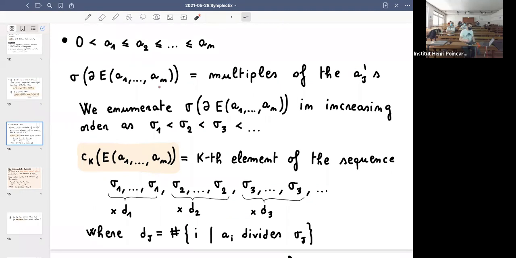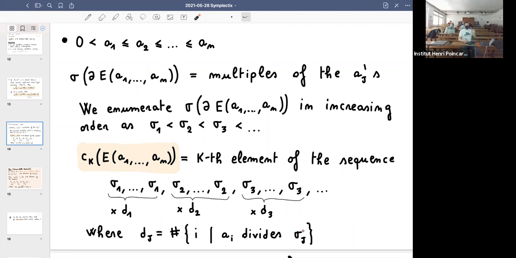It's very classical. So consider the ellipsoid E(a_1,...,a_n) and consider its boundary. So the action spectrum of the boundary is the set of multiples of the parameters a_j. Now let's enumerate the spectrum in increasing order. I'm gonna call each element sigma_1, sigma_2, sigma_3, and so forth, in strictly increasing order. And now let's write down this sequence of sigma_j by repeating every sigma_j according to a certain multiplicity. So I write down sigma_1 d_1 times, and I write down sigma_2 d_2 times, and so forth. And the d_j, you can say, is the number of parameters a_i that divide sigma_j.